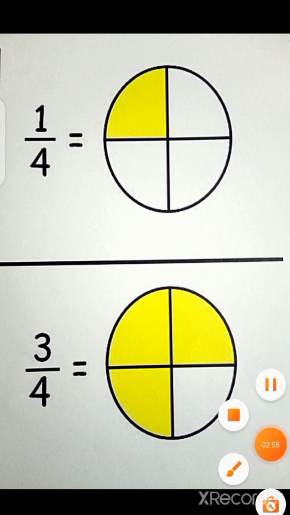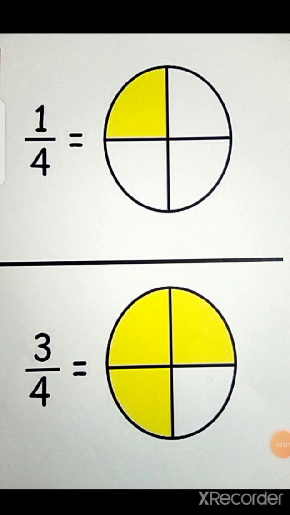If I ask the fraction for the unshaded part for this figure, can you tell me how many unshaded parts there are? 1, 2, 3. So the fraction for the unshaded part, listen to my words carefully, unshaded part, for this figure is 3 over 4. It means 3 parts out of 4 equal parts are unshaded.